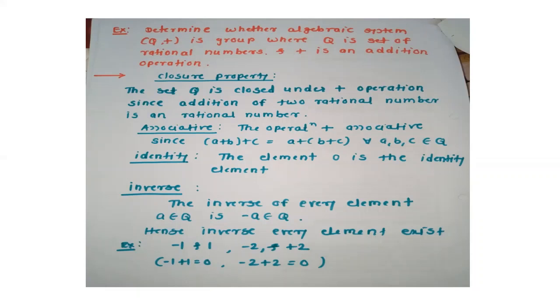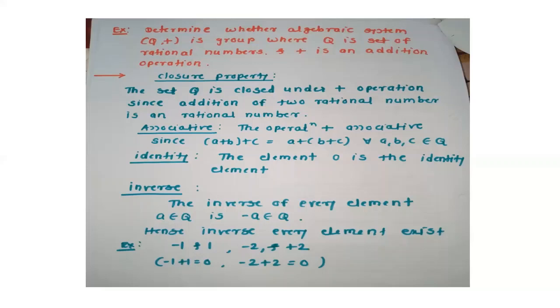Identity element. So when we are considering the rational number 0, right? 0 belongs to the rational numbers. So this element 0 is the additive element, means whenever we add any element to 0, we will get that element. So we can say that 0 is your identity element, means there exists an identity.